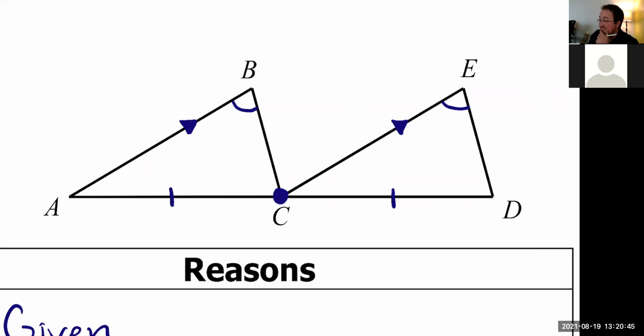This one's sneaky because of how the triangles are oriented. So the C in one triangle is not going to correspond with the C from the other triangle. So this one's just kind of tricky. But how can I say that? How do I know that those two sides are congruent?